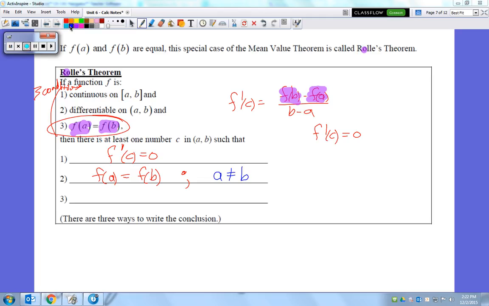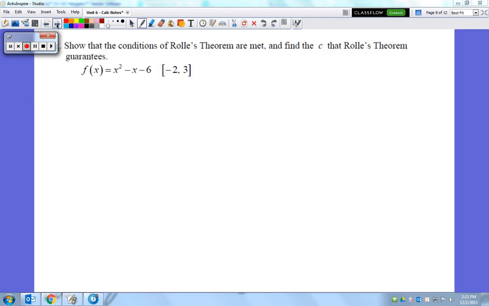What else? The last one could be just showing that f of a is equal to f of b can also be 0. Because 0 minus 0 is what? 0. Does f of a and f of b have to equal 0? No. They just have to equal what? Each other. Because when you subtract it and set it equal to the derivative, then you get the 0. Okay? Alright, so now let's work on some problems to see what we're talking about.